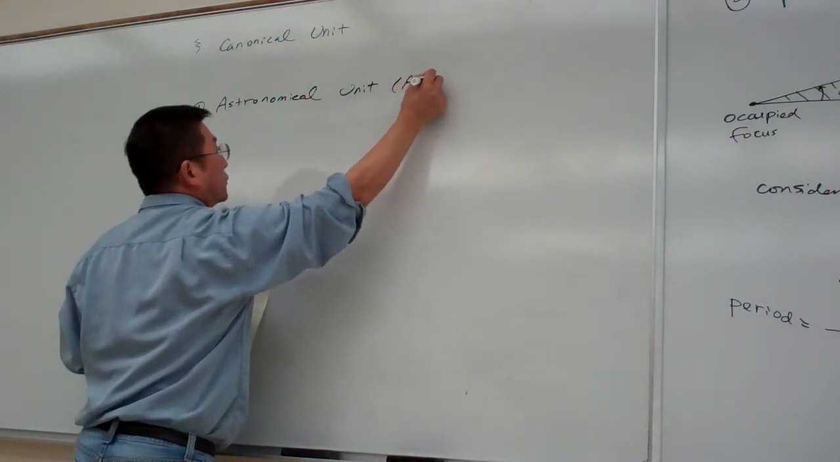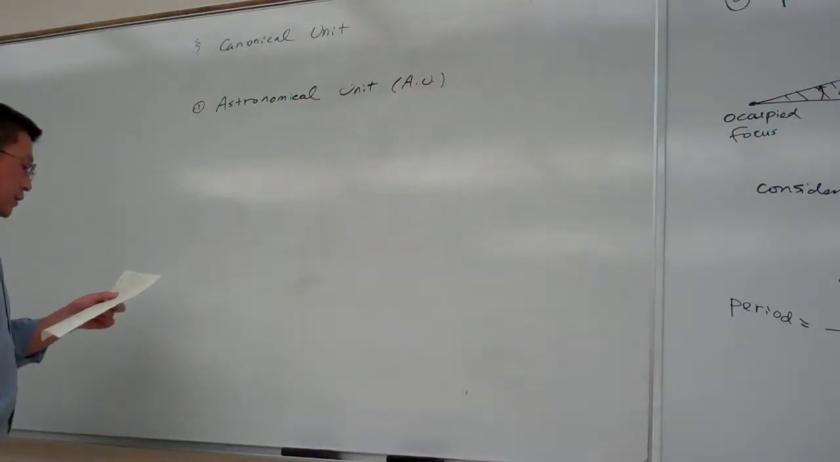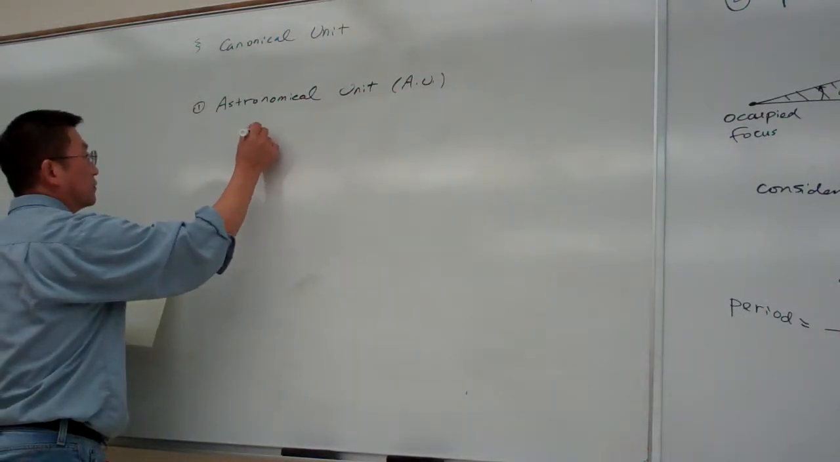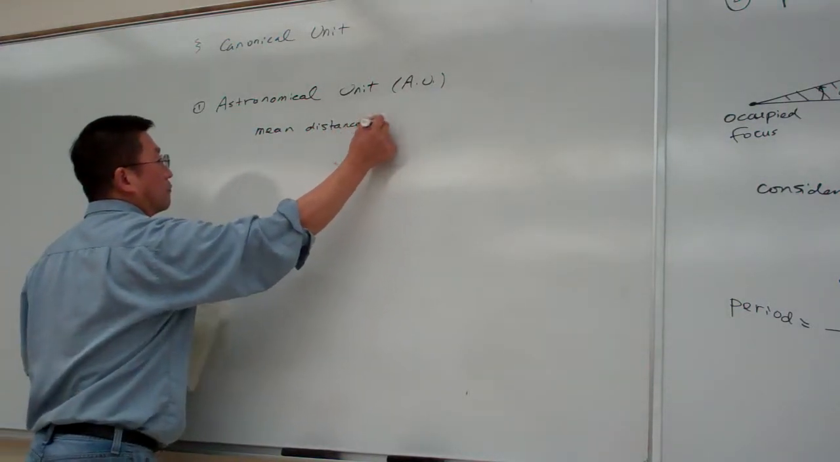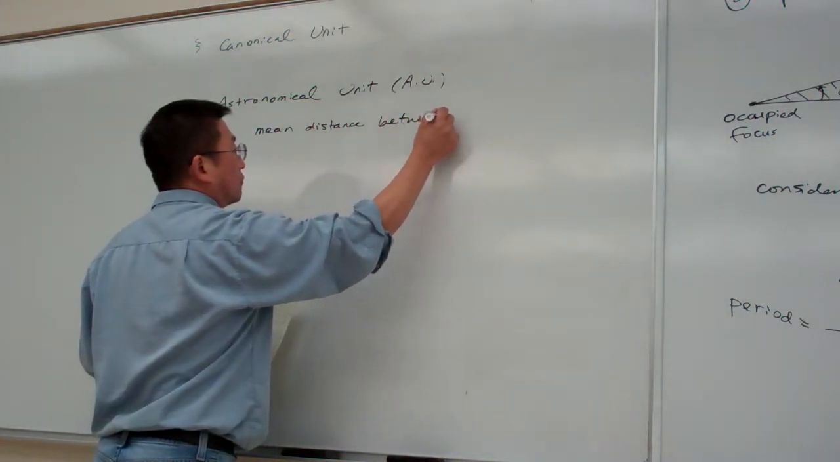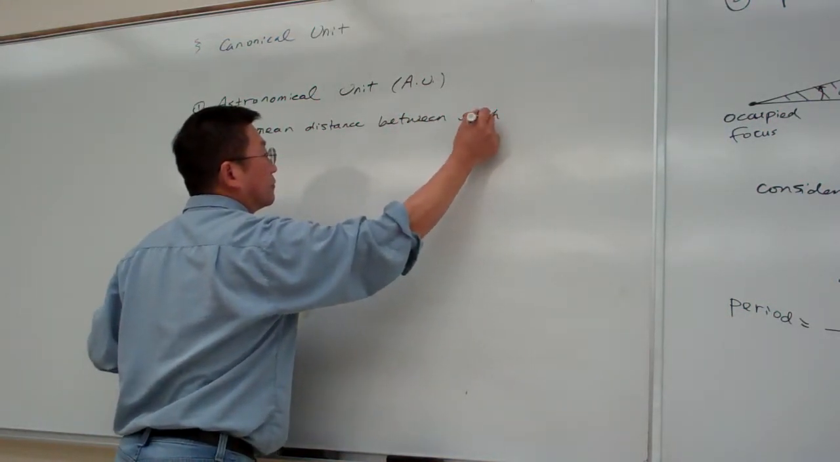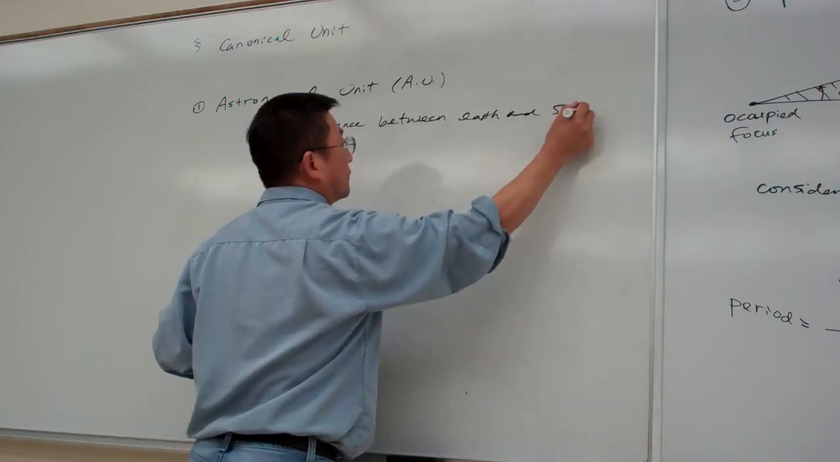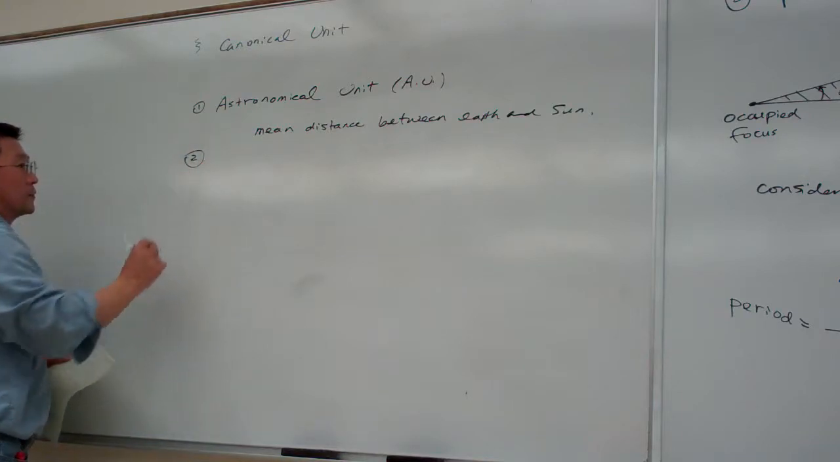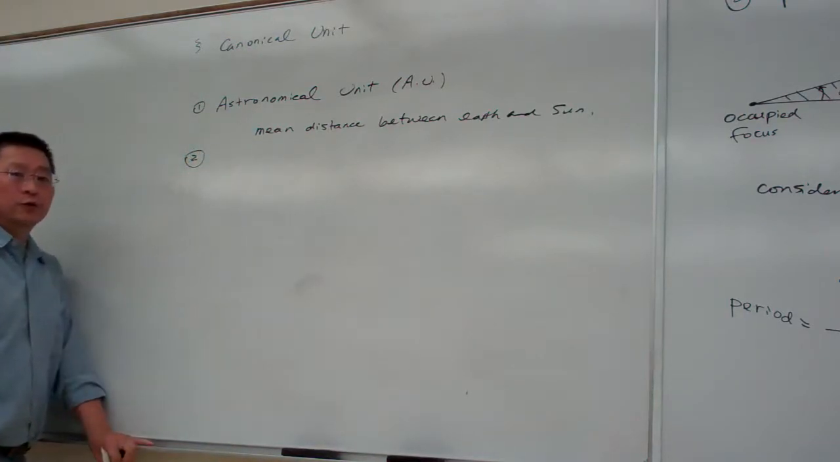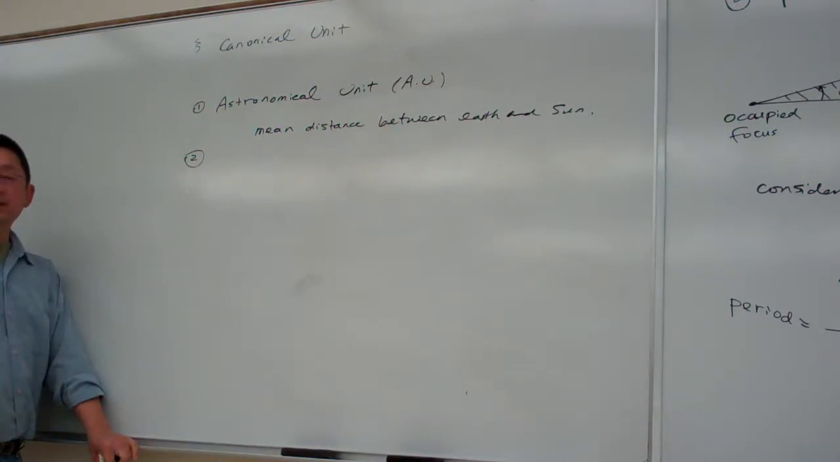So here we call it the AU. Again, the AU is the mean distance between the Earth and Sun. This is commonly used for interplanetary planning of trips, because using this one will be convenient.